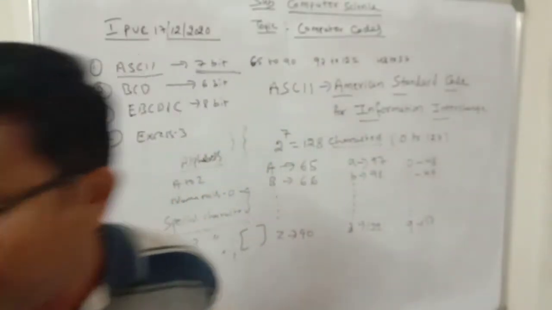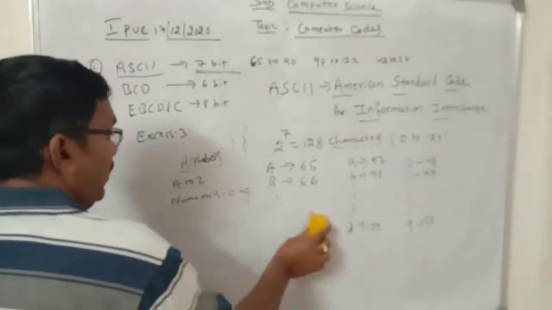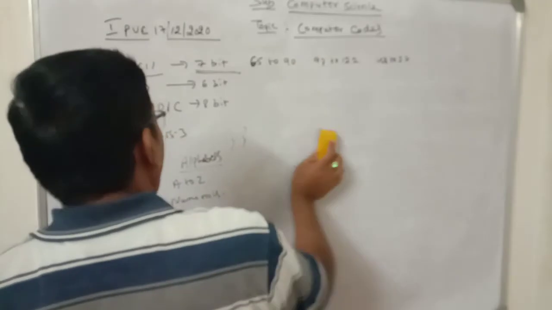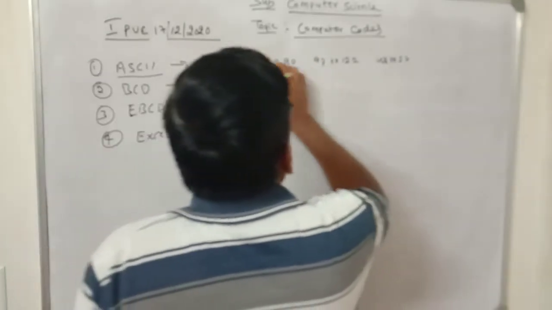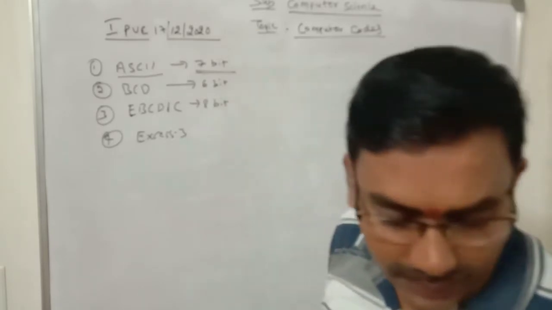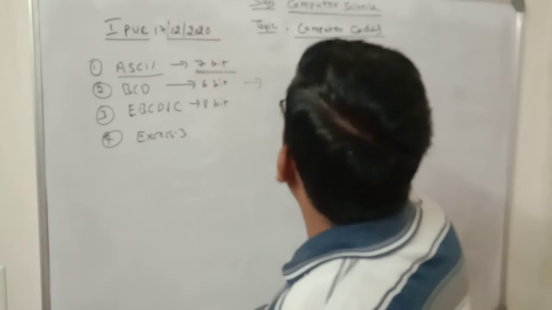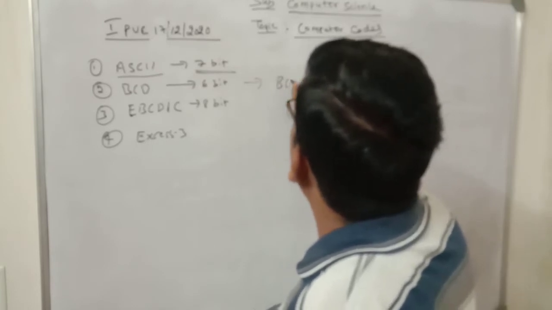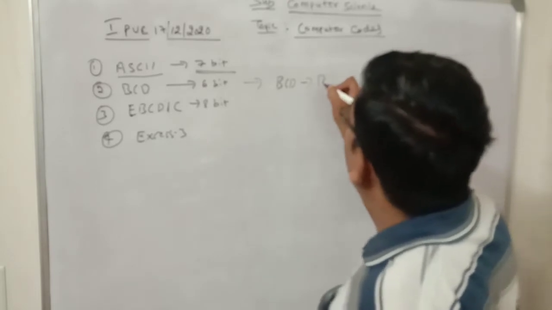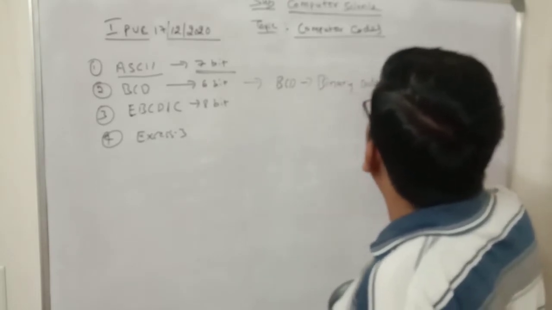Similarly, the second one, BCD code. BCD code is a 6-bit code. BCD: binary coded decimal. They'll ask for the full form also. What is the full form of BCD? Binary coded decimal.